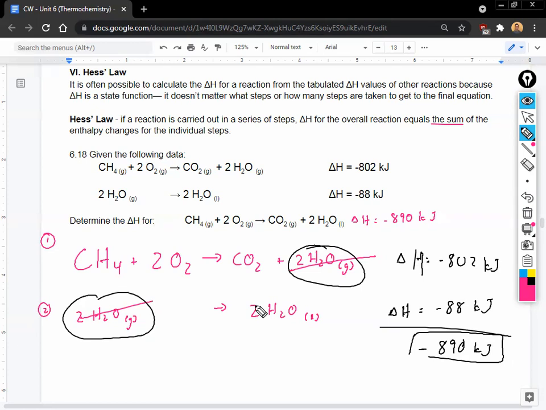Okay, so basically, it's kind of like a puzzle. You're gonna see a couple questions like this on the AP test. Basically, you'll have sometimes 3 or 4 equations like this, and you just need to get rid of the stuff you don't want on the left and the right until you get the equation that they're asking for. Okay. So I'll do another one with you guys, but that's basically the gist of it.